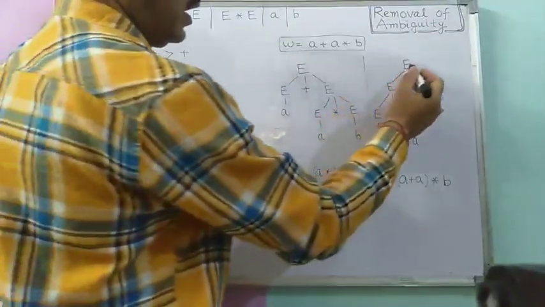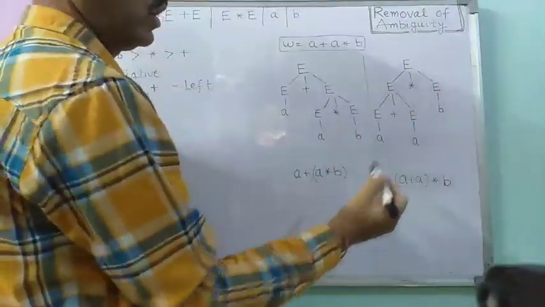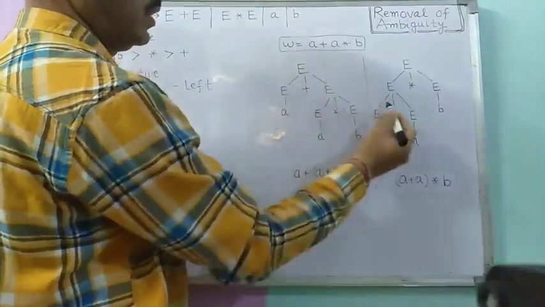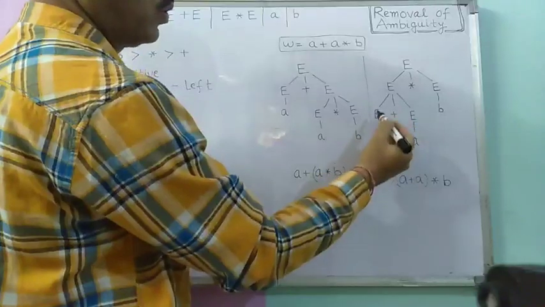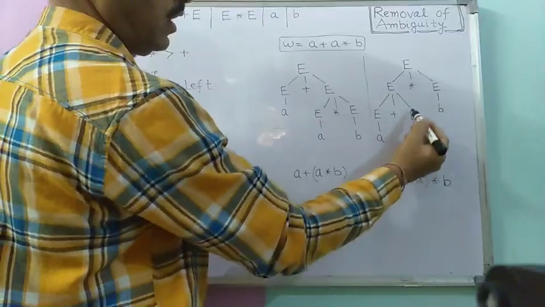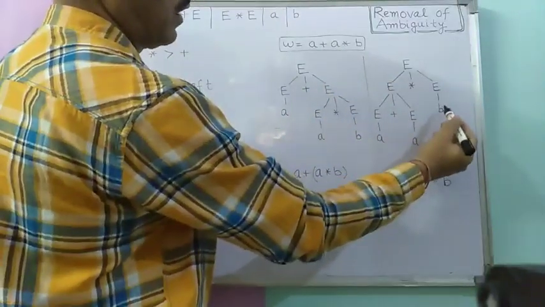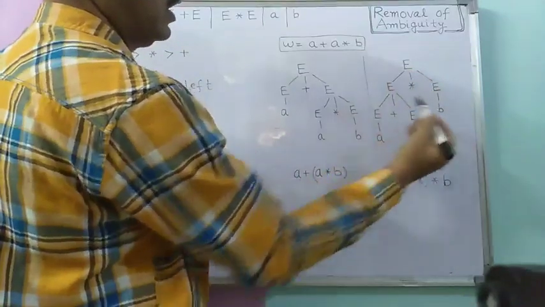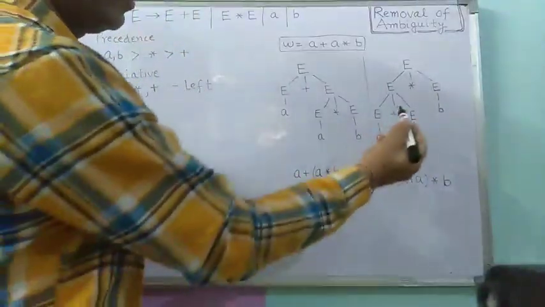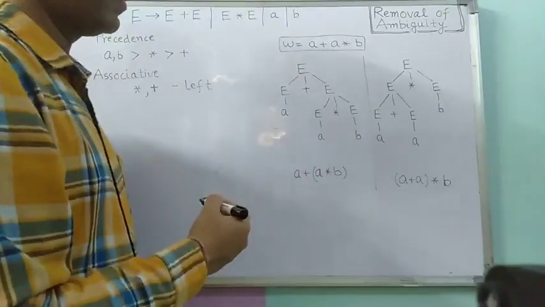Now the second method is, from E we derive E asterisk E. Asterisk we have derived, and to the left of the asterisk we want a plus, so from this E we are bound to derive E plus E. Then from this E we will derive A, from this E we will derive A because we want A plus A, and from this E we will derive simply B, because after the asterisk we want B. So the yield of this is also A plus A asterisk B. Both are derivation trees for the same word, but both trees have different meanings.